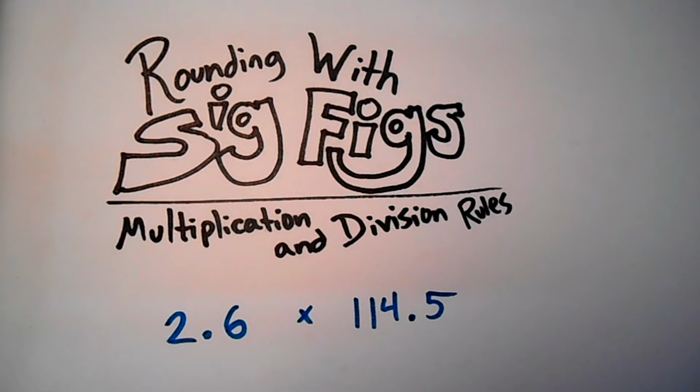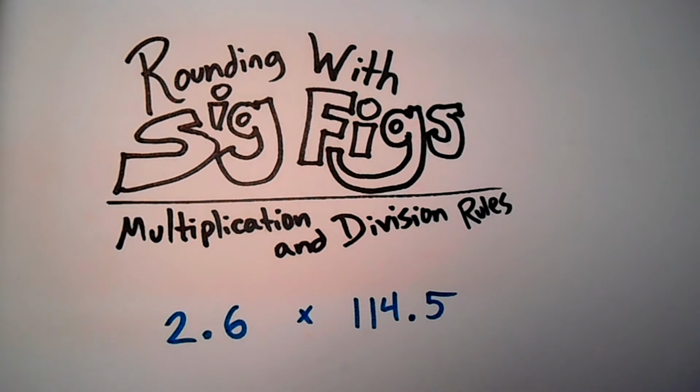This video is on rounding with sig figs, and specifically the multiplication and division rules, which are different from the addition and subtraction rules. If you haven't watched that video, you could go back and find that one too. But we're going to discuss what the rules are when I multiply or divide two or more numbers together. When do I round, and how do I do that rounding with sig figs in mind?